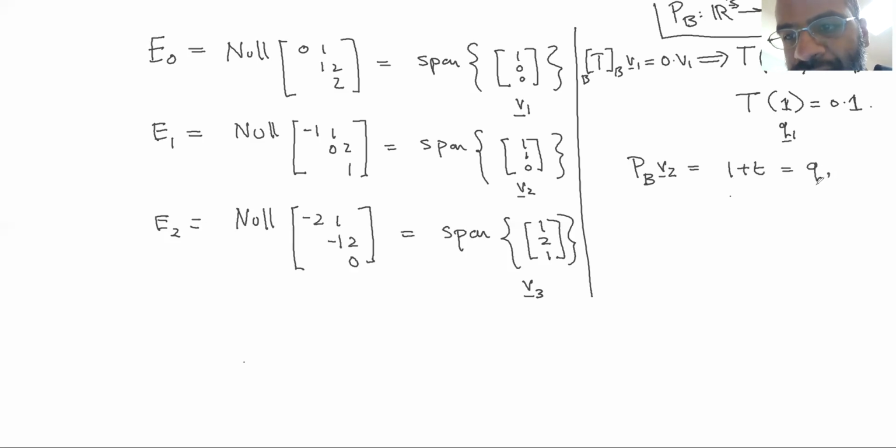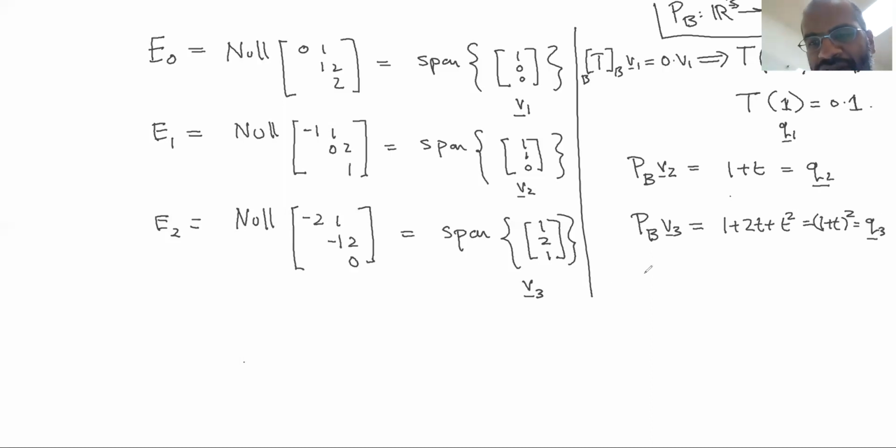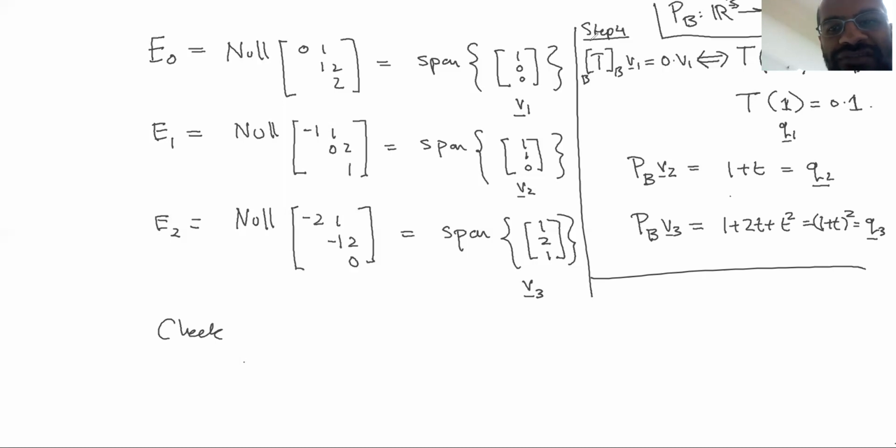Let's call this Q2. And P_B of V3 is just going to be the polynomial 1 plus 2t plus t squared, otherwise known as (1 plus t) squared. Let's call that Q3. So the point is that the correspondence principle tells us that these have to be eigenvectors of the original transformation. So this was step 4, to translate back. And we can check this.